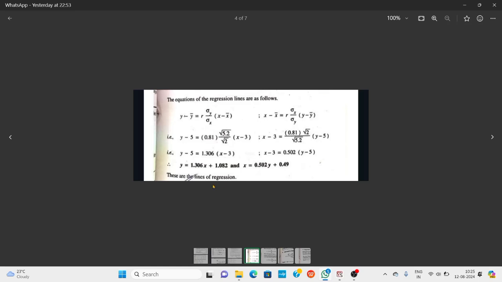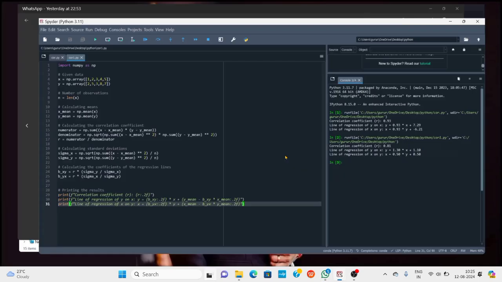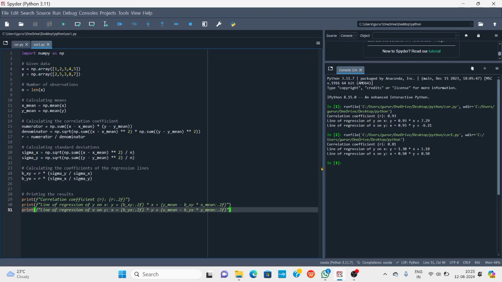So we will see the Python code to find the same correlation coefficient and lines of regression. So this is the Python code. We have x values, which is the independent variable, and y values, which is the dependent variable. We will find the means, mean of x and mean of y.